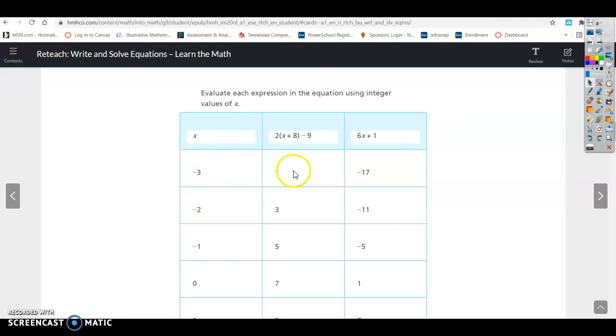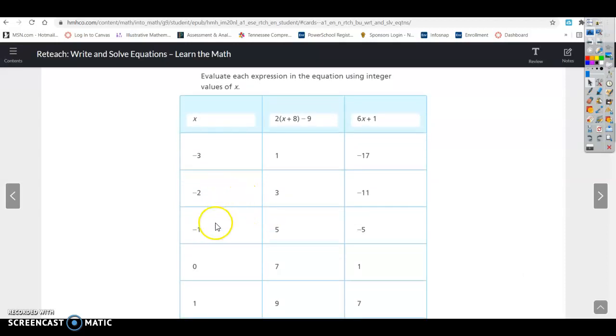So they've already evaluated these for these values of x. So over here, if I do 6 times negative 3, again, this is my x value, 6 times negative 3 is negative 18, plus 1 is negative 17. And then they go down to negative 2. Negative 2 plus 8 is 6, times 2 is 12. 12 minus 9 is 3. All right, so this is good practice on mental math.